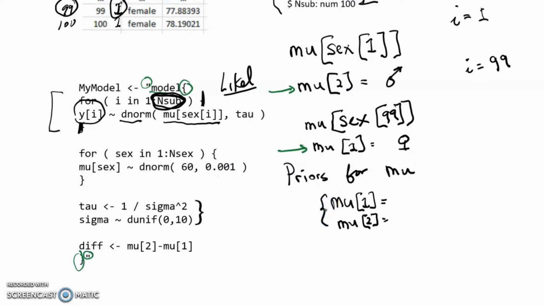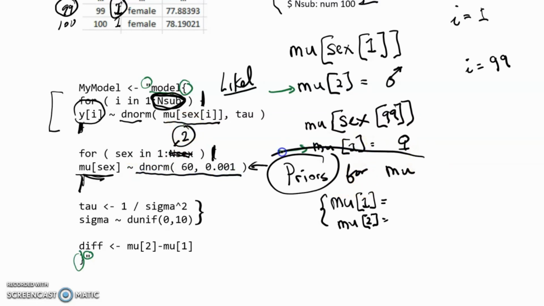But oftentimes, when we have a situation in which there's more than one sex or more than one item that we have to loop through, it's far more efficient to do a loop. So I'm going to say from 1 to 2, again with the open and close curly braces. The prior for mu, looping through 1 and 2 in both cases, is going to be this. So that gives us the priors for mu.